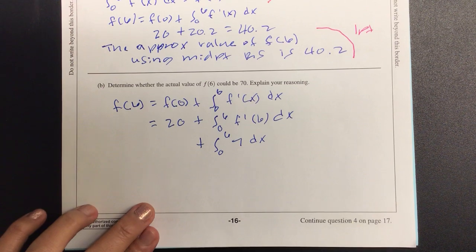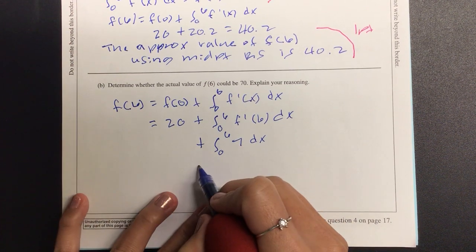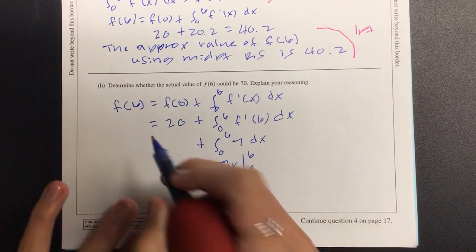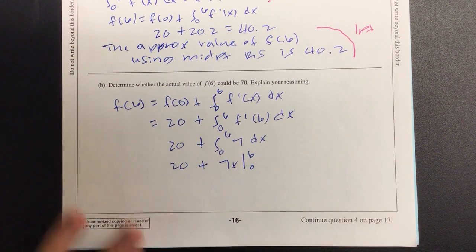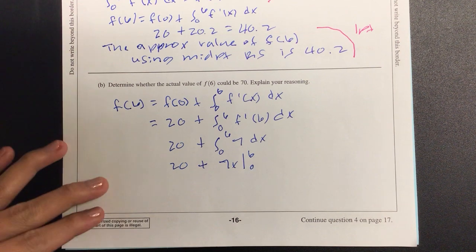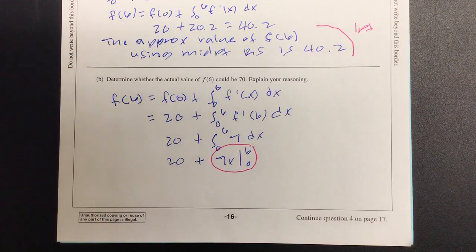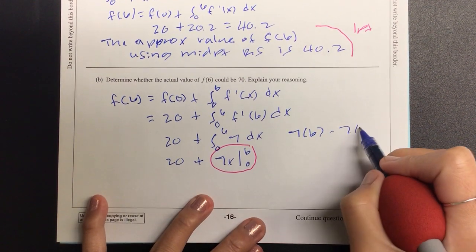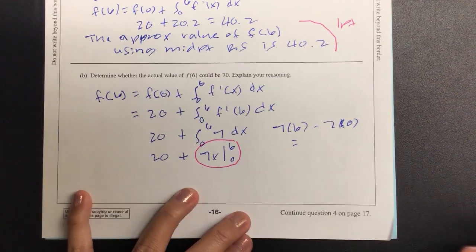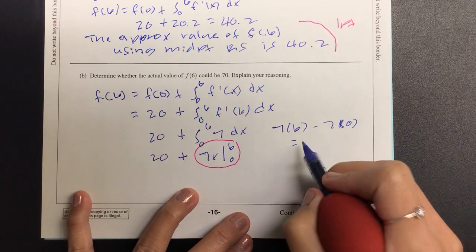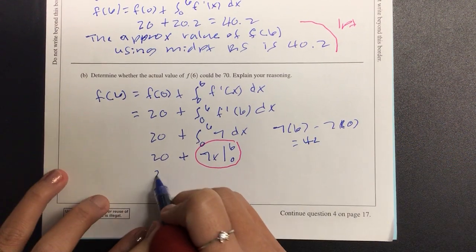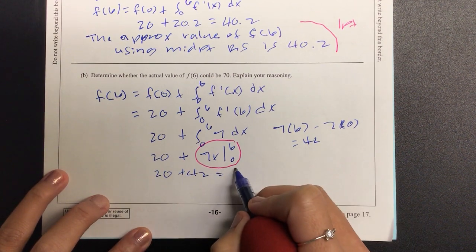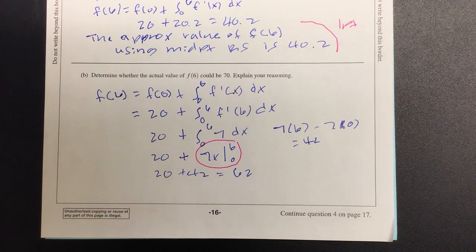When I integrate 7, we get 7x, correct? 7x. And we're going to plug in 6 and 0. I should tag along the 20 all the way. So let's do this part on the side. We have 7 times 6 minus 7 times 0. That's going to give us 40, is it 40 something? 42. So we have 20 plus 42. That's going to be 62. So can it actually reach 70 or no?